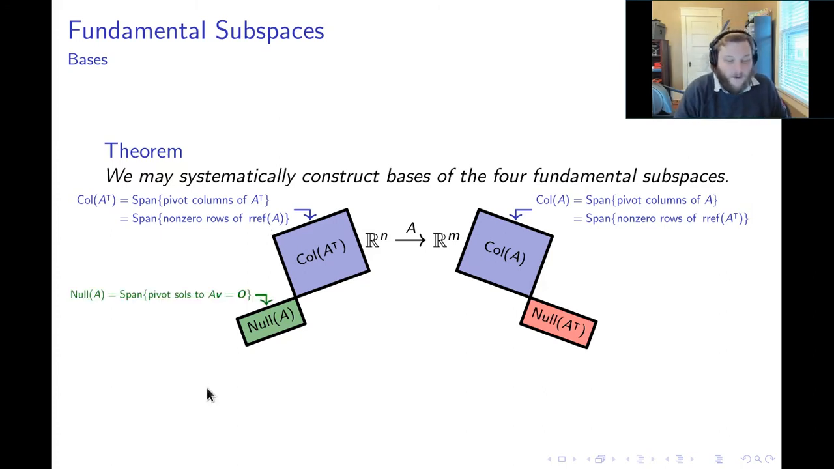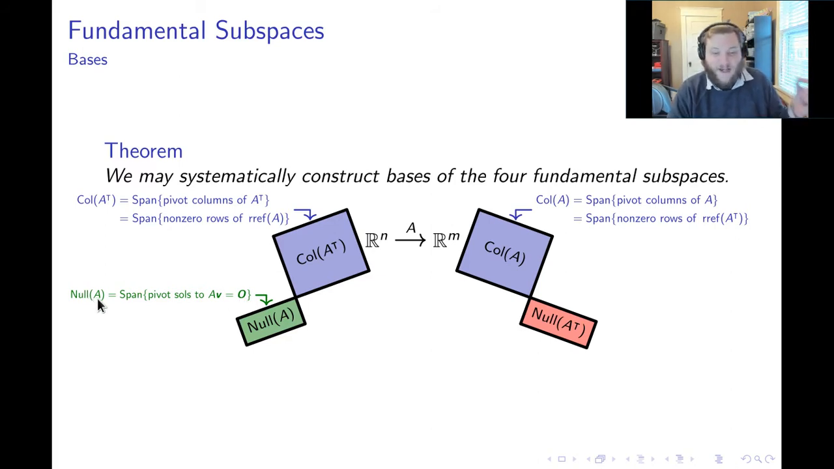What about the null space? Well, in the example we just did in the previous section, we saw that if we use the reduced row echelon form of a matrix to write the dependent variables in terms of the free, and then write the general solution to Av equals 0 as a linear combination of vectors, we called the vectors that popped out of that process the pivot solutions to Av equals 0. And it turns out that the pivot solutions to Av equals the 0 vector always give you a basis of the null space of a matrix.